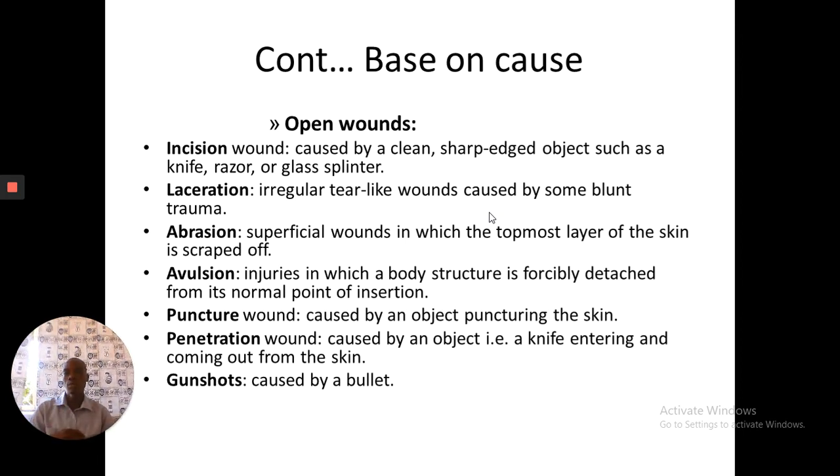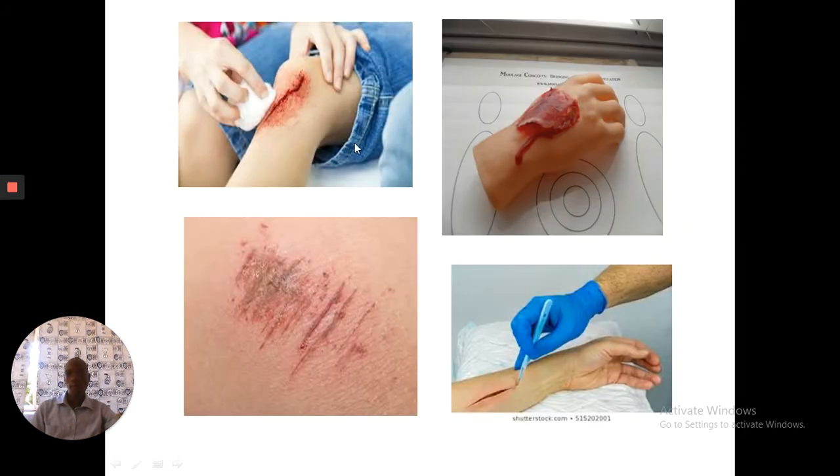Then you've got penetrating wounds, and penetrating wounds are caused by objects like a knife, which enter into the skin and come out. And gunshot wounds, of course, are caused by bullets. Maybe here we have 4 wounds, and you can help us name these wounds. This is number 1. So what could number 1 be? We look at wound number 2. What could this be? And number 3, number 4.